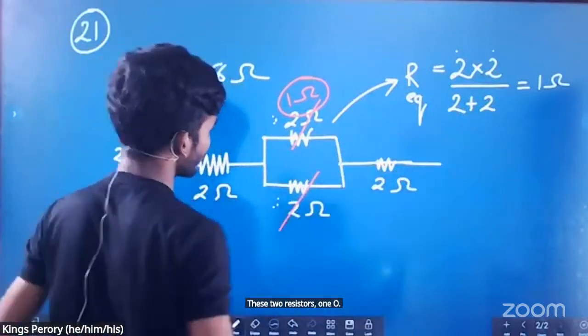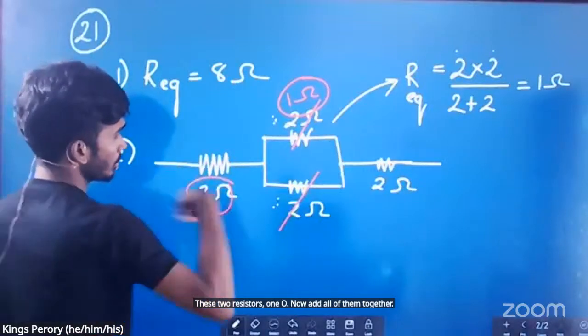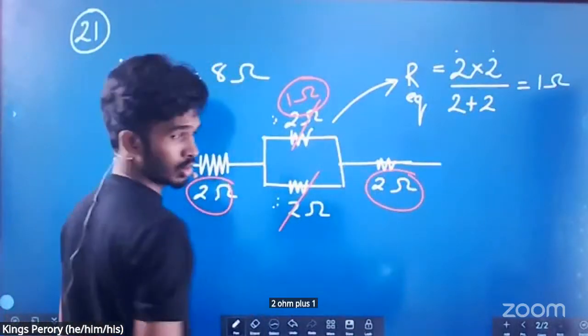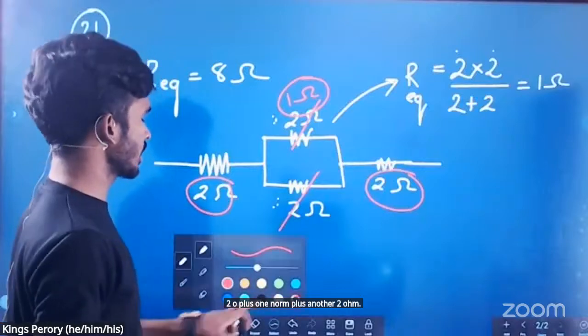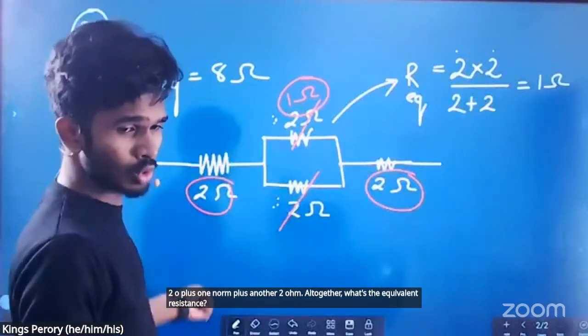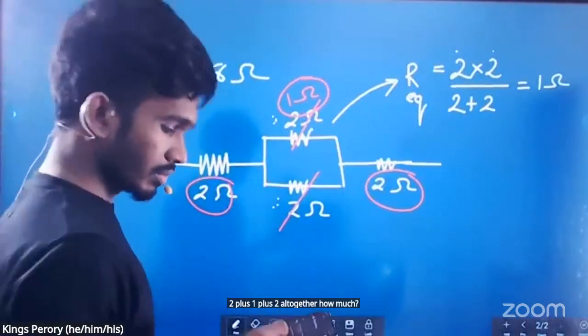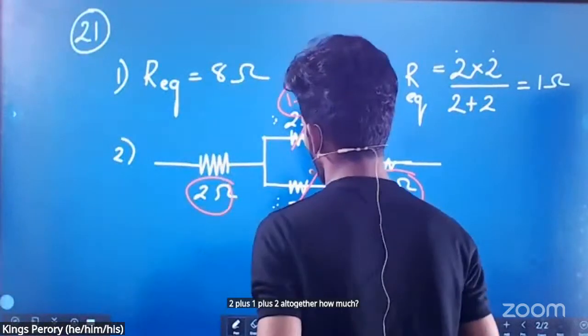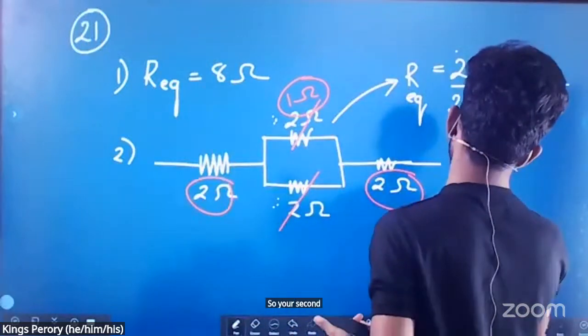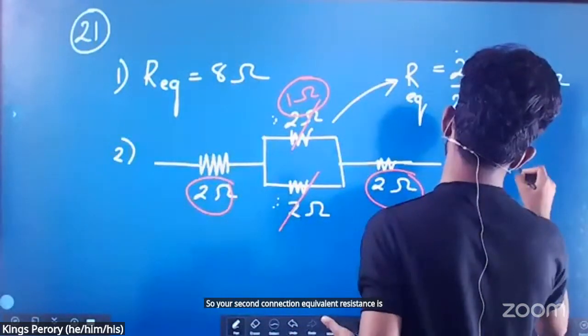Now add all of them together. 2 ohm plus 1 ohm plus another 2 ohm. Altogether, what's the equivalent resistance? 2 plus 1 plus 2, altogether 5 ohm. So for your second connection, the equivalent resistance is 5 ohm.